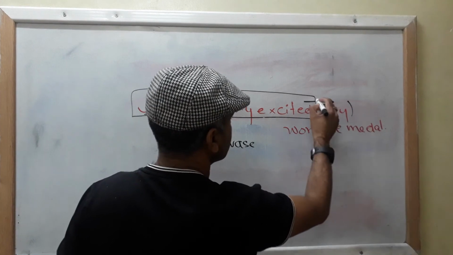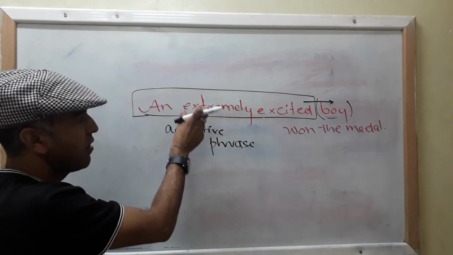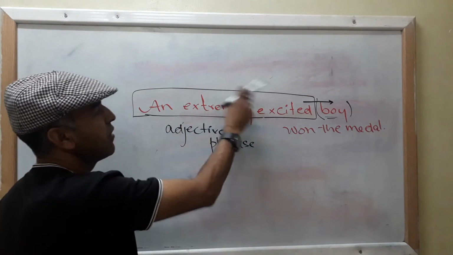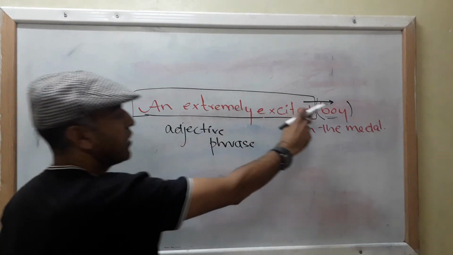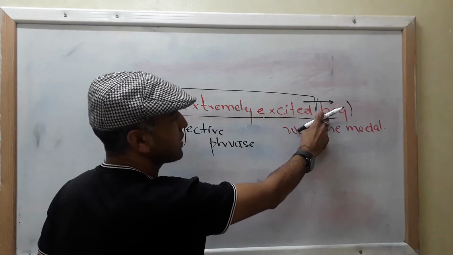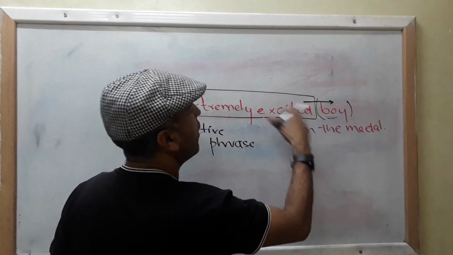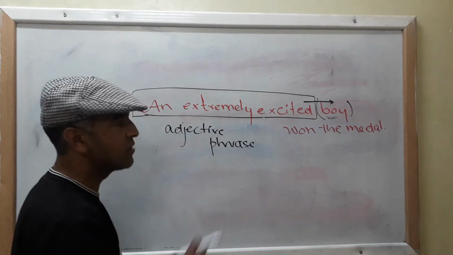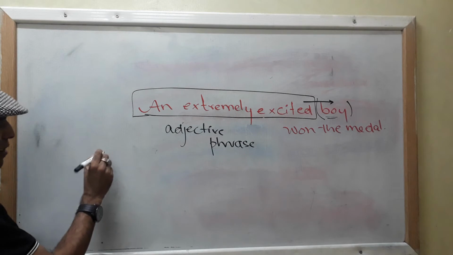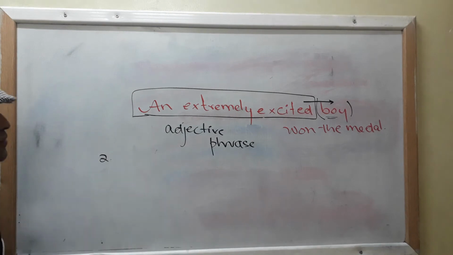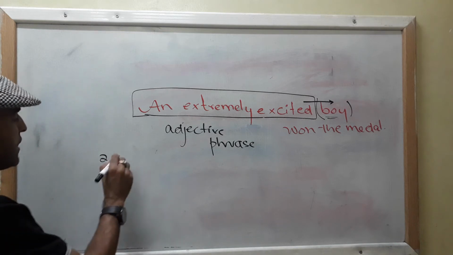Here boy is your noun and this group of words, coming at the start of the sentence, is functioning as an adjective phrase because it is providing you additional information about your noun, that is, boy. And the function of an adjective in a sentence is to describe your noun or pronoun. Here this group of words is doing the same function. Let me cite one more example of an adjective phrase appearing at the start of the sentence.